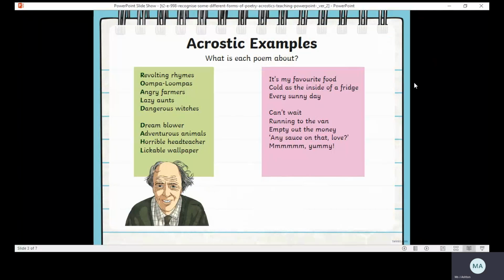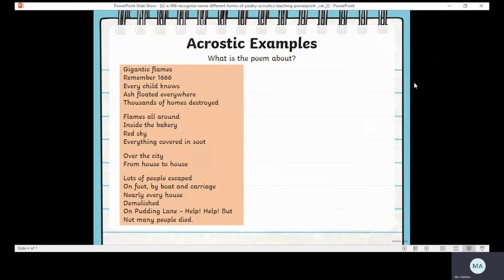Let's have a look at the second one. A picture of an ice cream there, and they've highlighted and made bold the first letter of each line, and each letter spells out ice cream.